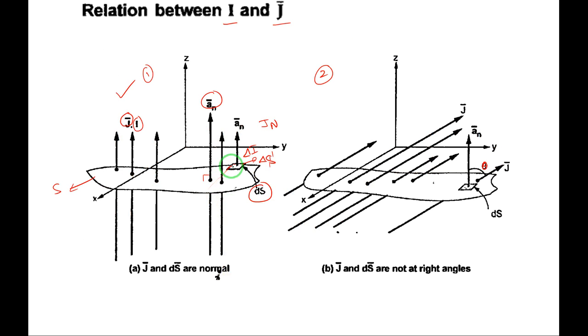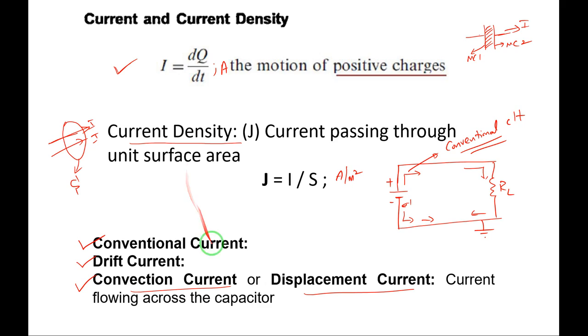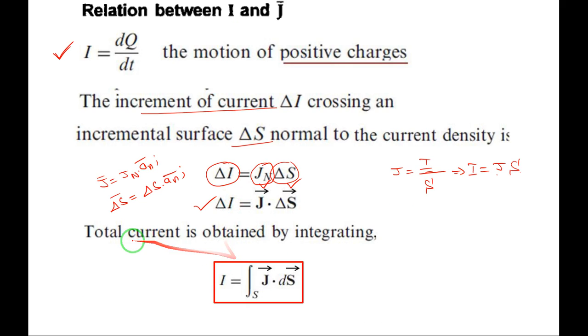This is a smaller surface area we have considered, but we want the total amount of current passing through the surface. So we integrate this equation. The total current is obtained by integrating: I is equal to the surface integral, which is a double integral, of J dot dS. Don't worry, delta S and dS are one and the same; sometimes we write delta S, sometimes dS. Don't get confused with that. So I is equal to the surface integral of J dot dS.